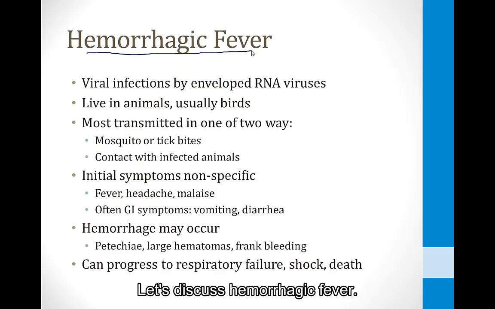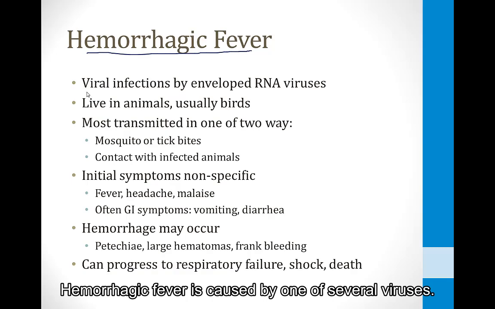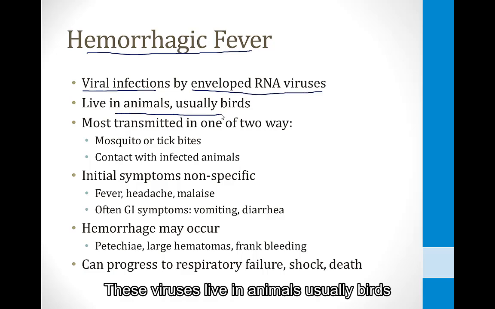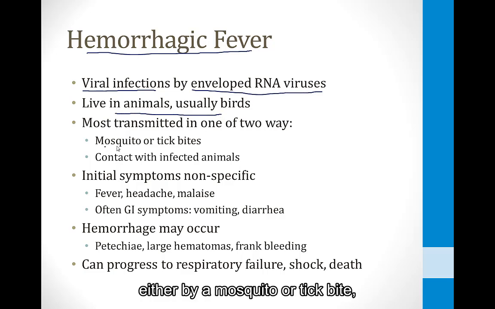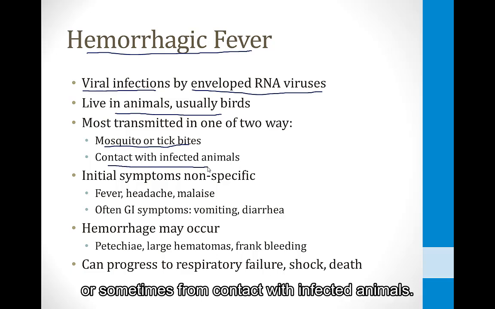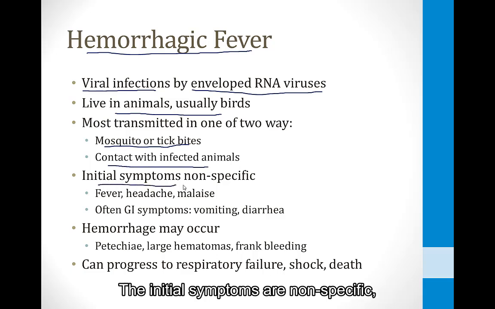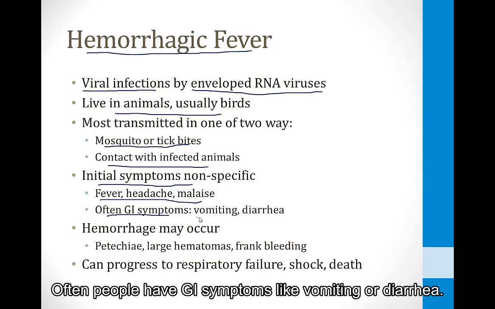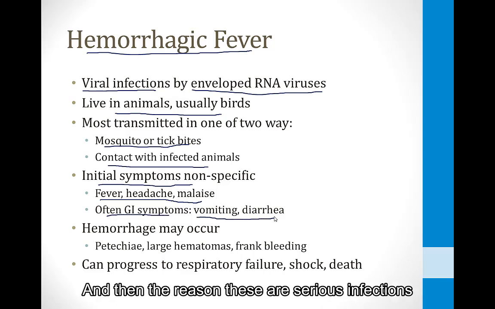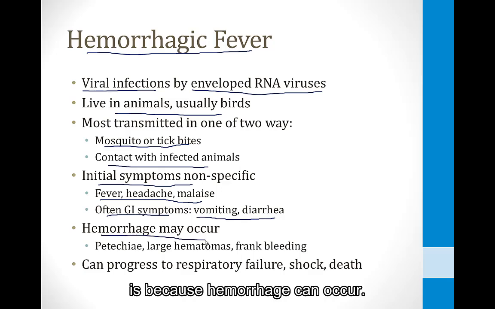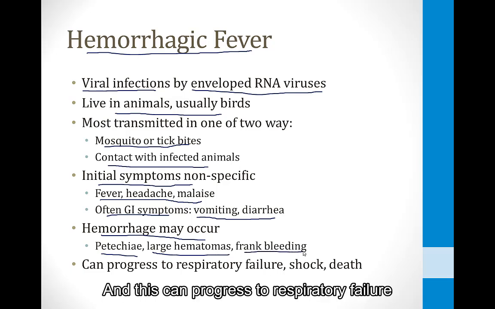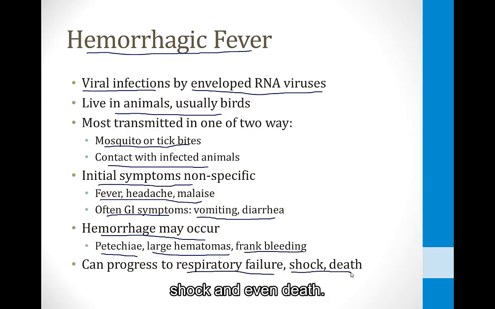Let's discuss hemorrhagic fever. Hemorrhagic fever is caused by one of several viruses. It is a viral infection, and it's always caused by enveloped RNA viruses. These viruses live in animals, usually birds, and most are transmitted to humans either by a mosquito or tick bite, or sometimes from contact with infected animals. The initial symptoms are nonspecific, things like fever and headache and malaise. Often people have GI symptoms like vomiting or diarrhea. And then the reason these are serious infections is because hemorrhage can occur. So people can develop petechiae, large hematomas, and they can develop frank bleeding. And this can progress to respiratory failure, shock, and even death.